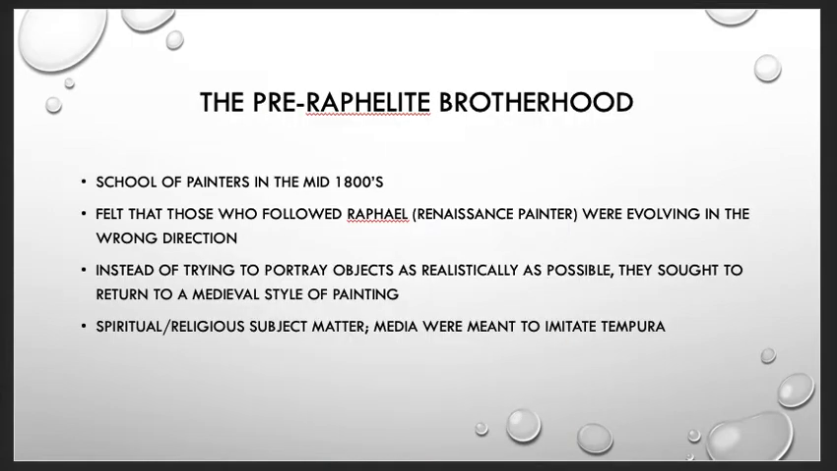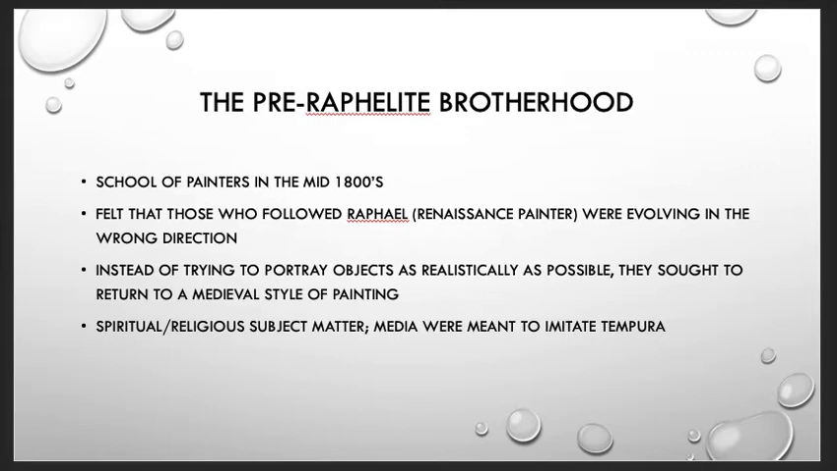And then the other group of painters I wanted to discuss are the Pre-Raphaelite Brotherhood. So this was a school of painters in the mid-1800s. And they really felt like those who followed Raphael, who was a Renaissance painter, were evolving in the wrong direction. So they kind of went back in time, almost trying to erase everything that happened after Raphael, starting at that point. And instead of trying to portray objects as realistically as possible, which is what those painters were doing after Raphael, they sought to return to a medieval style of painting.